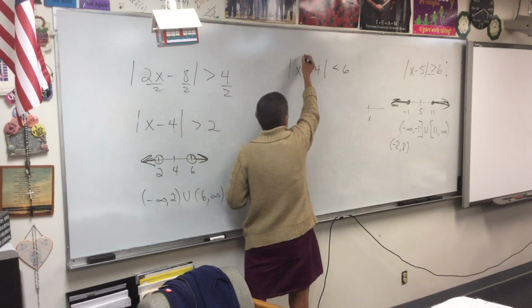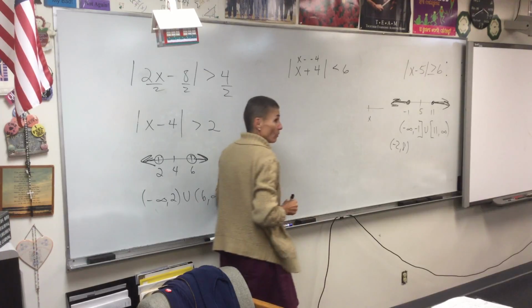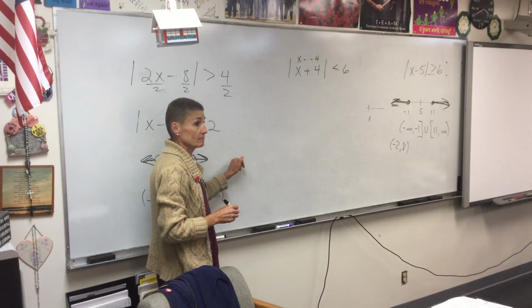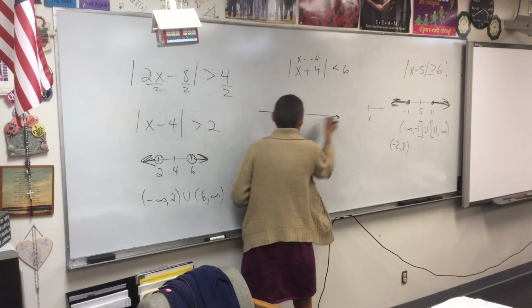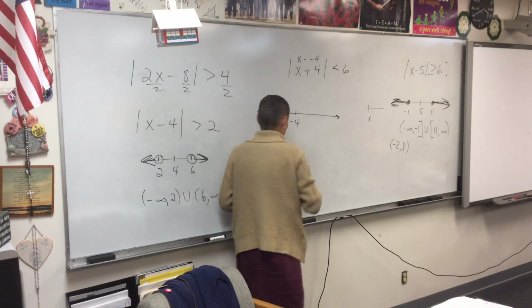He says if I'm going to do distance, it has to be a subtraction. So this is the same as x minus negative 4. So on my number line, I'm going to have a negative 4.